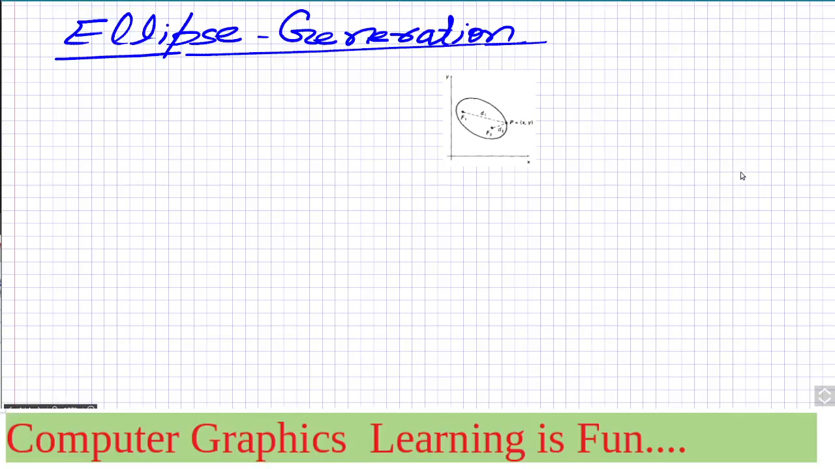So let us see something about ellipse generation. So here we can see what an ellipse is like. You can define an ellipse as a set of points such that the sum of the distances from the two foci is always constant. Like here there are two foci, f1 and f2, and suppose a point p is on the circumference. So the distance from the first focus is d1, and the second focus d2.